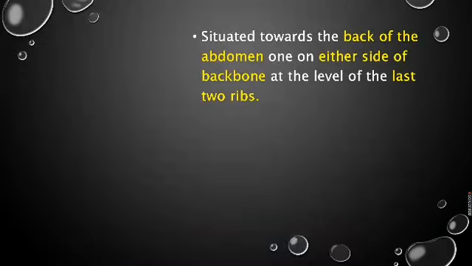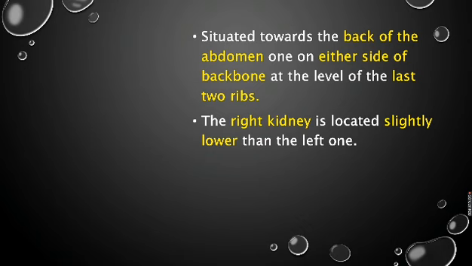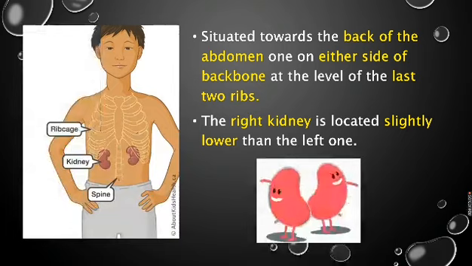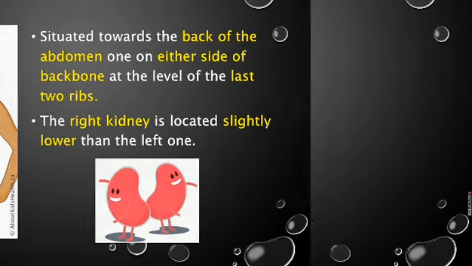So the kidney is situated towards the back of the abdomen, one on either side of the backbone at the level of last two ribs. And the right kidney is located slightly lower than the left kidney. Here in the left picture you can see the location of the kidney, where they are situated on either side of the backbone towards the back of the abdomen at the level of the last two ribs.